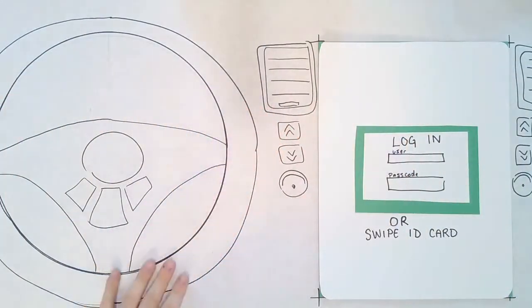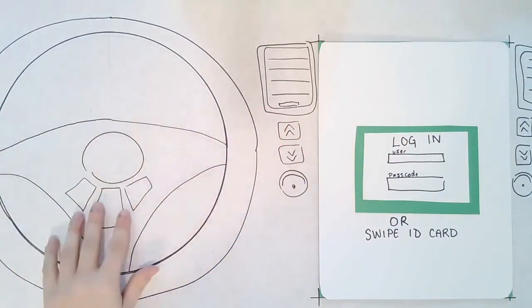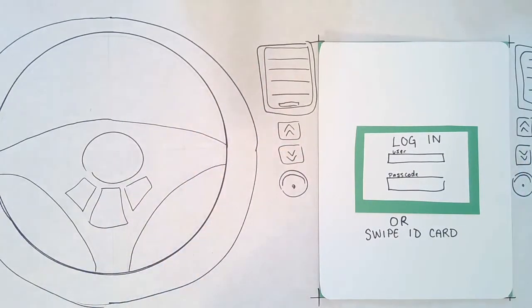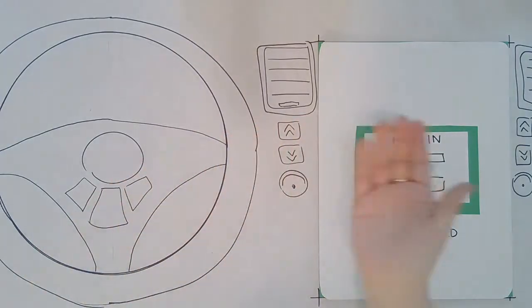So I've made a steering wheel, I've made a couple other things that you might find in a car, and then the app itself is nestled in between everything, because your real users will not be interacting with your product in a void.